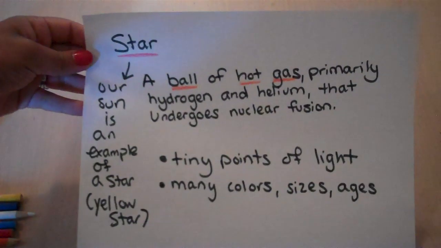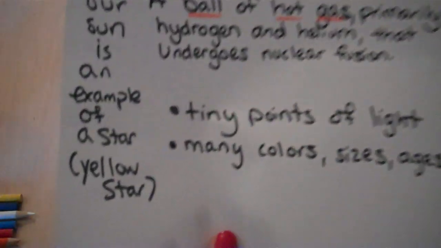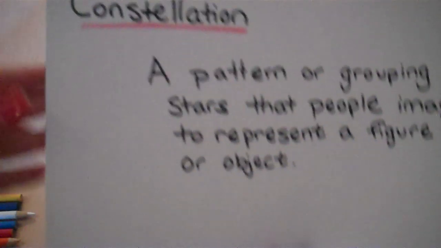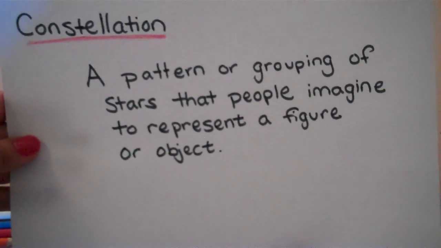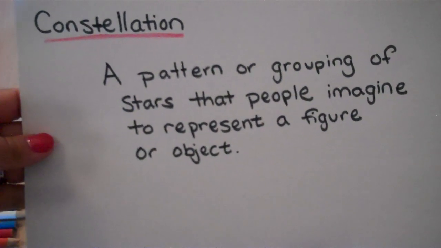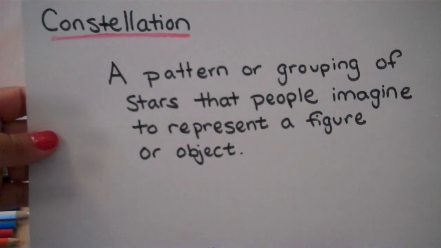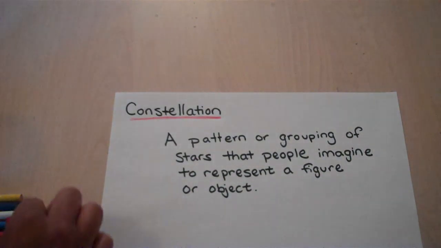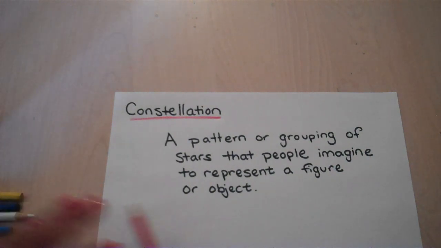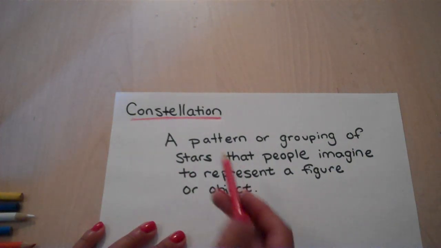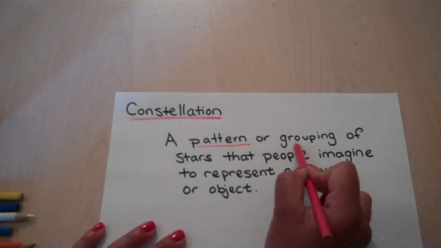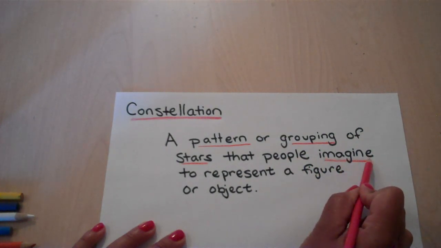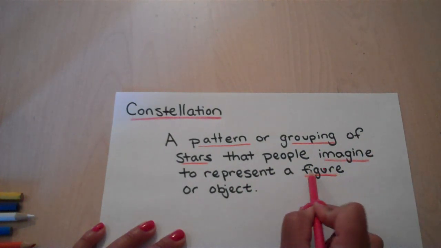And I think it leads right into our last definition, which is constellation. A constellation is a pattern or grouping of stars that people imagine to represent a figure or an object. I'm not going to draw constellations, but just like I did on the other sheets, I'm going to go through some of the key things to point out to you. So first of all, it's a pattern or grouping of stars. And people imagine these to represent a figure or an object.